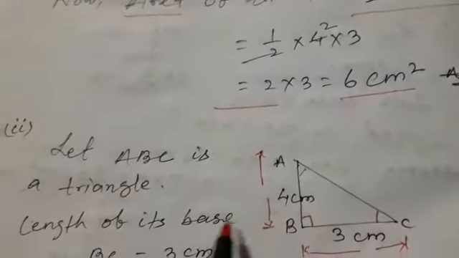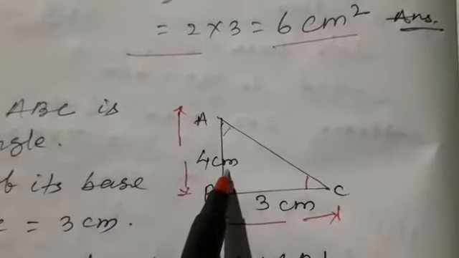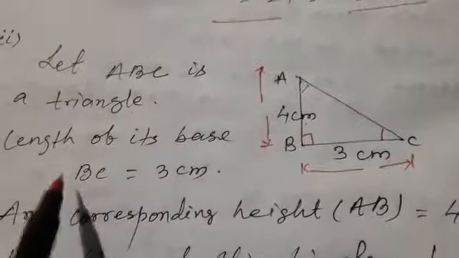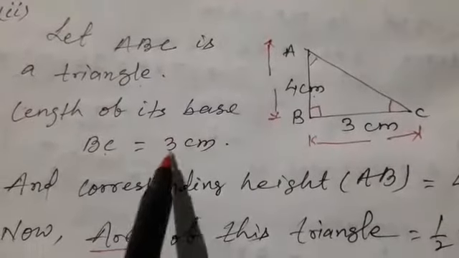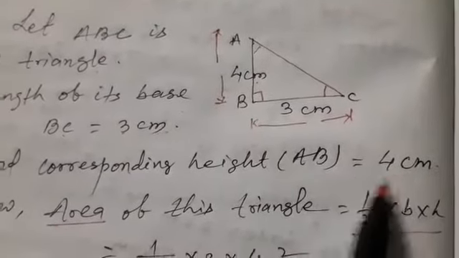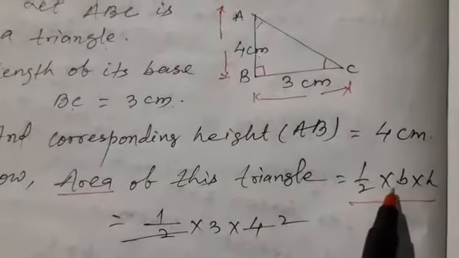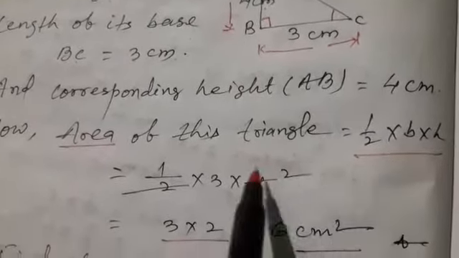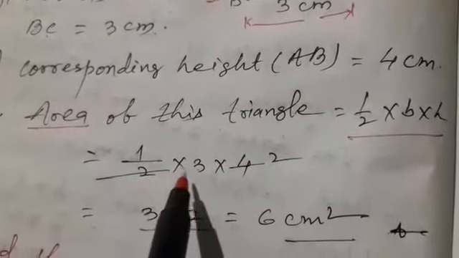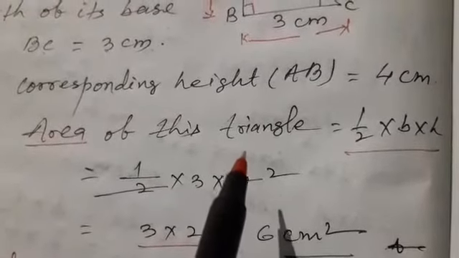Second is, ABC is a triangle. Its height is 4 centimeter and base is 3 centimeter. Let ABC be a triangle. Length of its base is equal to 3 centimeter and corresponding height AB is equal to 4 centimeter. Now area of this triangle is equal to 1 by 2 into base into height. Now put the value of base and height, that is 3 and 4. After solving it, we find 6 centimeter square is the area of this triangle.